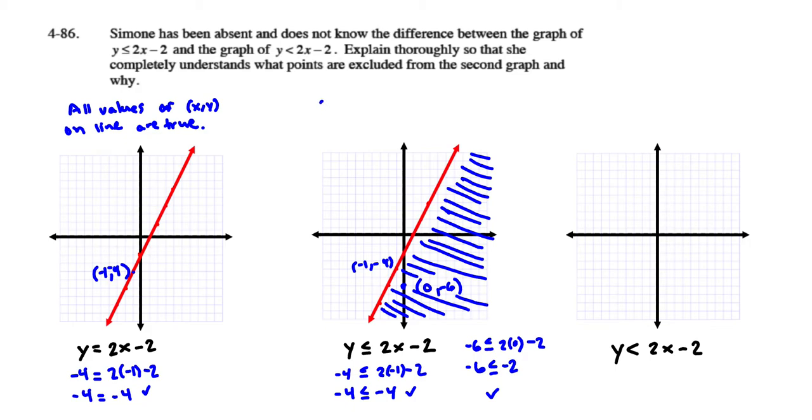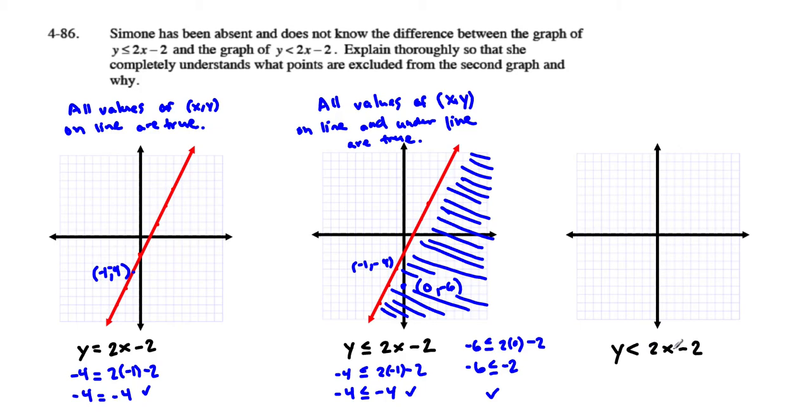If we're going to write that, we'd say all values of x and y, or all the points on the line and under the line, are true. So these are all solutions. Let's look at the last one.